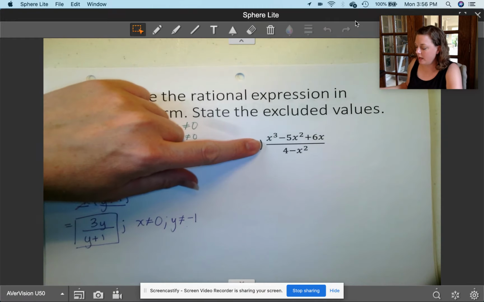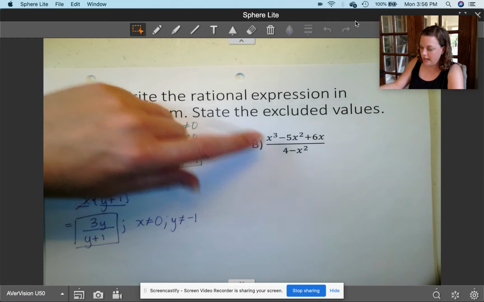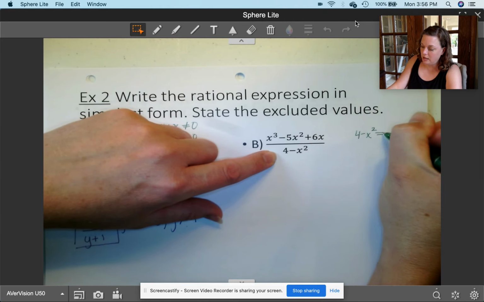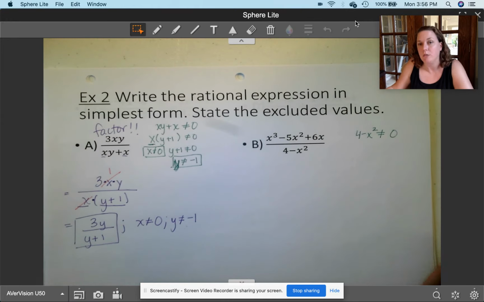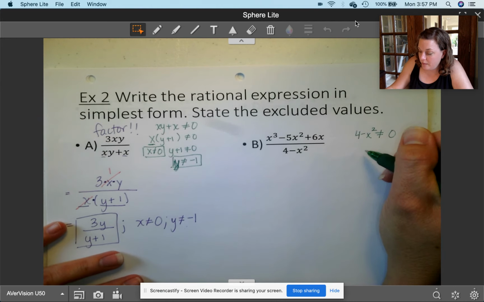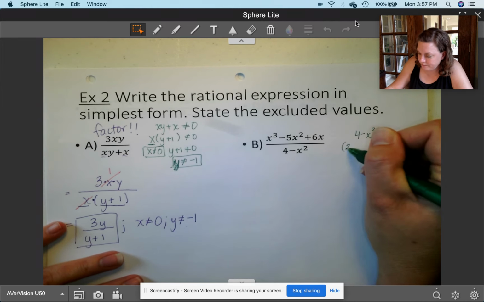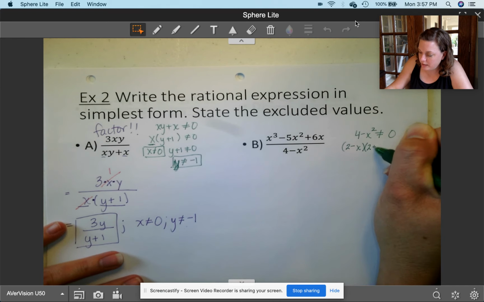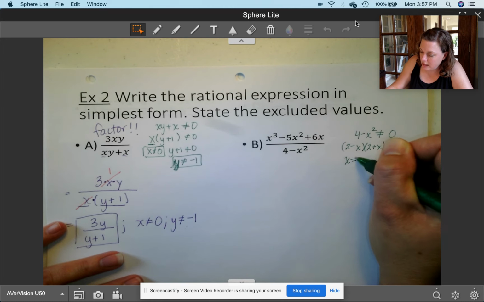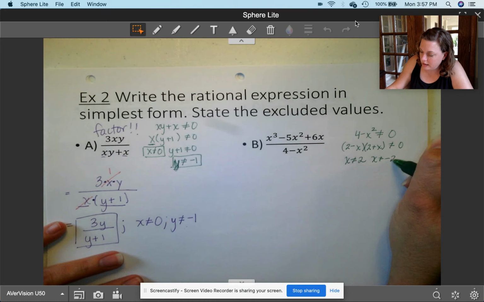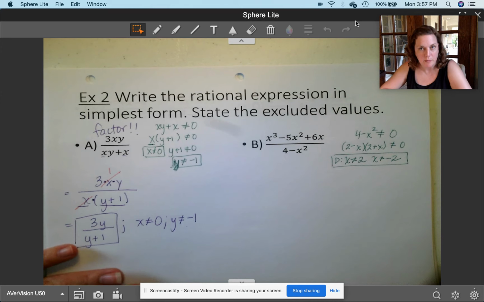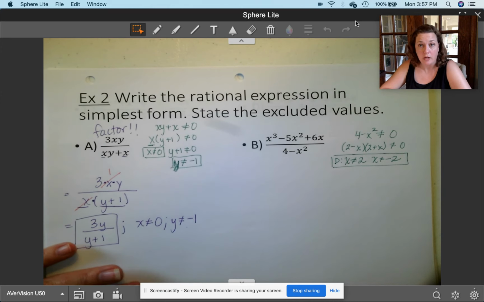Kind of a weird one. Again, over here, we're going to look at what are the excluded values, and that just comes from the denominator. 4 minus x squared cannot equal 0. The denominator cannot equal 0. There's a lot of ways to solve this. I'm going to go ahead and factor it, I guess. So 2 minus x and 2 plus x, it's difference of squares, which means that x cannot equal positive 2 and x cannot equal negative 2. And again, that's part of the domain, excluded from the domain. Every other x value will be just fine.